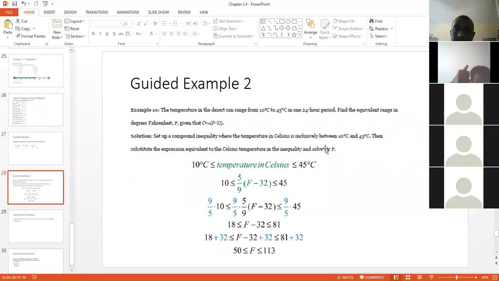So yeah, temperature in Celsius, you're trying to find it. They gave you how to convert the Celsius to Fahrenheit. So C, temperature in Celsius, we can just put.